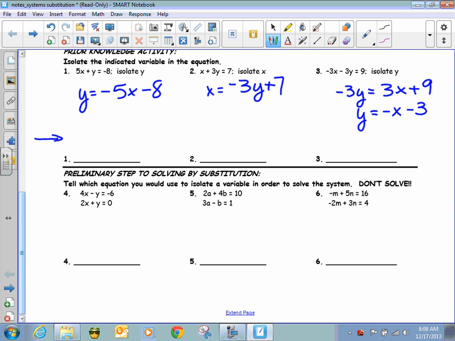For example, I don't want you to solve it by using substitution. I want you to just look at number 4, and I'm saying, well, I would probably isolate the y. I would choose this one to isolate the variable in order to solve. It doesn't require a lot of steps, which in turn means that there's probably less chance of me making a mistake when I'm solving for that variable. So go ahead and make your choice for number 5 and 6, and we'll talk about those in class.